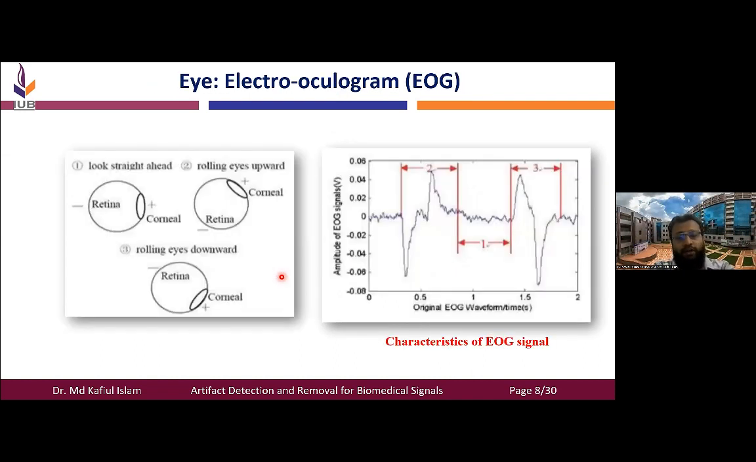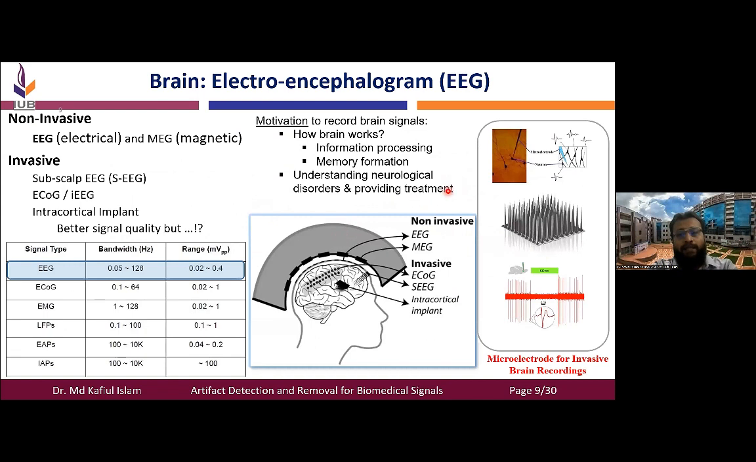This is an example of an electrooculogram. That means your eyeball movement can generate some kind of potential deflection, and they can be used for diagnosis of eye-related disease, or they can also be used to control some external devices. The most important and most difficult biomedical signal among all of them is actually the brain signal.